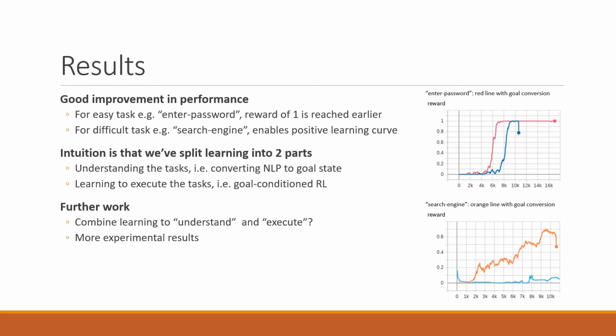Our intuition for why this helps performance is that we've simplified the training process by splitting it into two halves. The first part is just to enable the agent to understand the task at hand, i.e. converting a natural language instruction into a concrete goal state. The second part is then learning to go from the current state to that goal state, and here goal-conditioned reinforcement learning and hindsight experience replay helps a lot with the training.